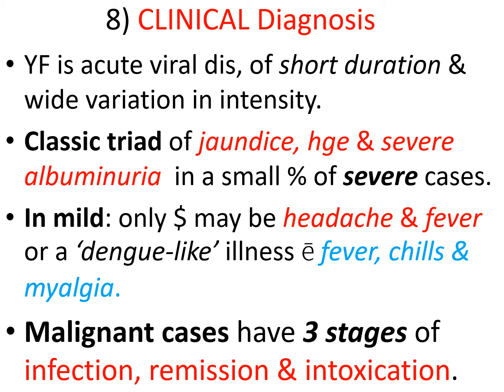Clinical diagnosis: yellow fever is an acute viral disease of short duration, with wide variation in intensity. Classic triad of jaundice, hemorrhage, and severe albuminuria, seen in a small percent of severe cases. In mild cases, the only symptoms may be headache and fever, or a dengue-like illness: fever, chills, and myalgia. Malignant cases have 3 stages: infection, remission, and intoxication.